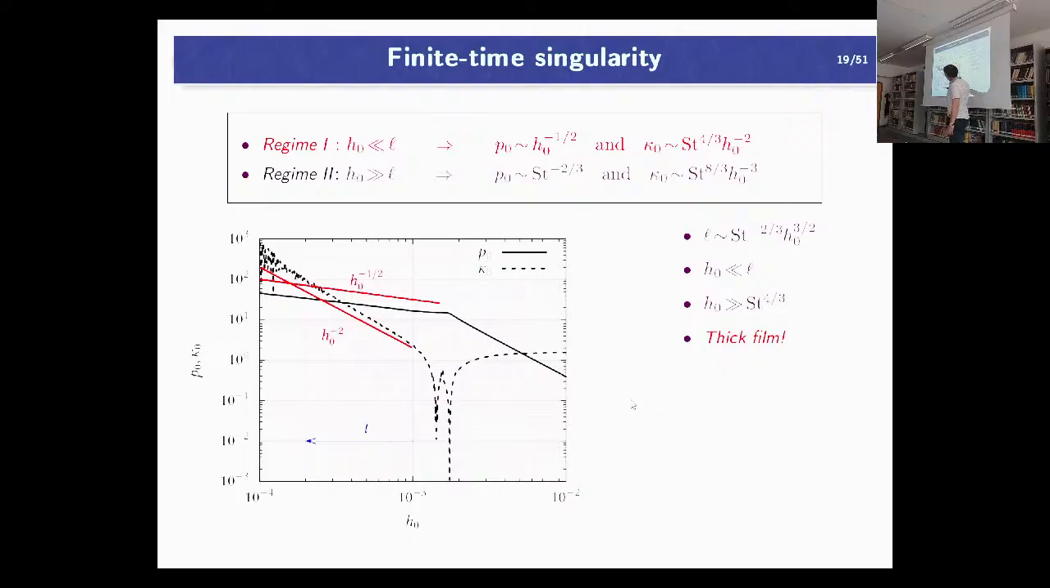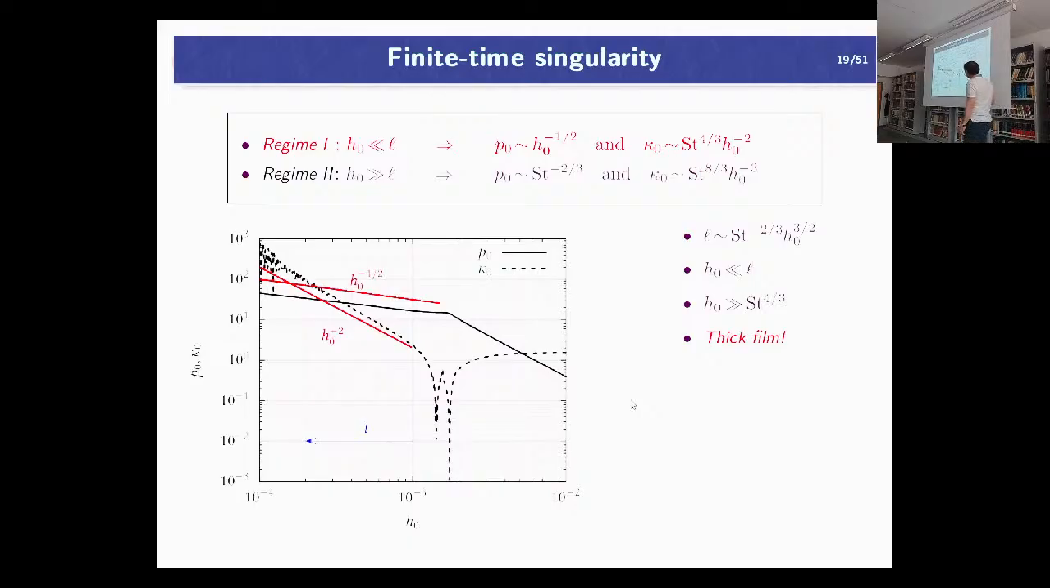And so indeed, we can somehow understand why the curvature blows up like H naught to the minus 2 and the pressure like H naught to the minus 1/2. The surprising fact is that for this regime, if we write the scaling for L, the radial extension, it is much larger than the thickness, which means that the thickness of the film is larger than this Stokes number to the 4/3, which corresponds to thick films.